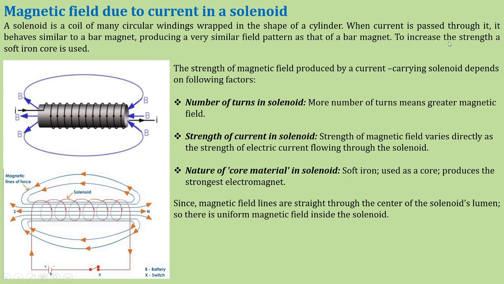To increase the strength, a soft iron core is used. Now the strength of this magnetic field can be increased by using a soft iron core. The strength of the magnetic field produced by a current carrying solenoid depends on the following factors. Number of turns in the solenoid: the more the number of turns, the greater the magnetic field. Strength of the current: the more the current, the more the strength of the magnetic field. Nature of core material in the solenoid: soft iron used as a core produces the strongest electromagnet.